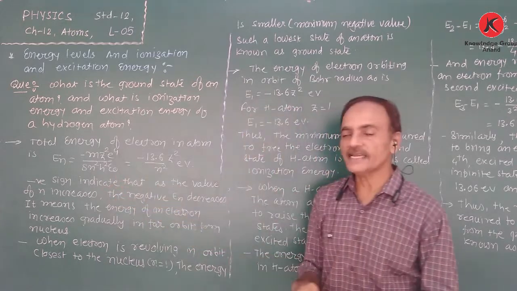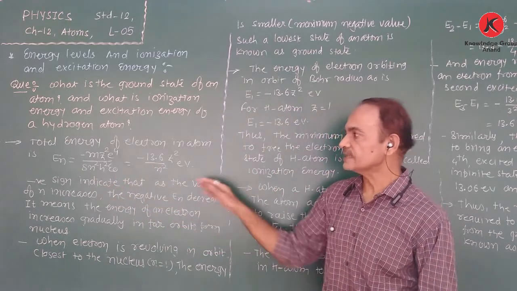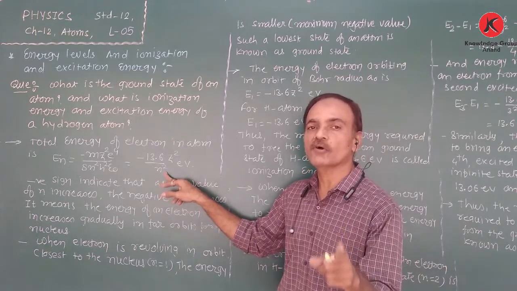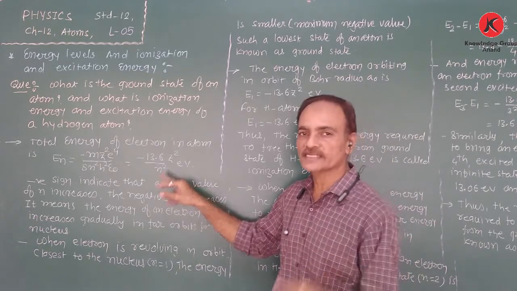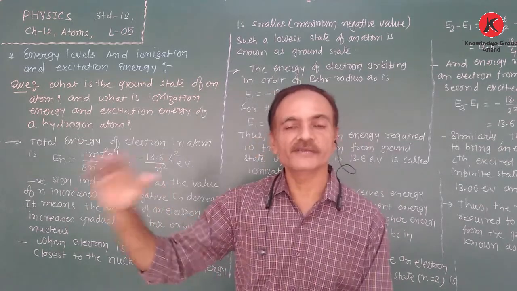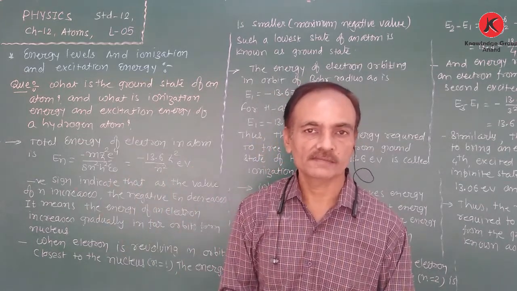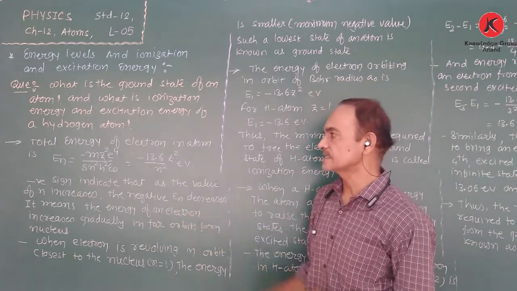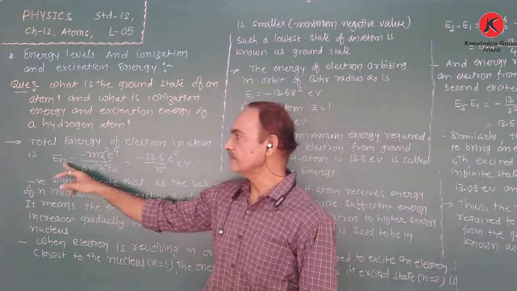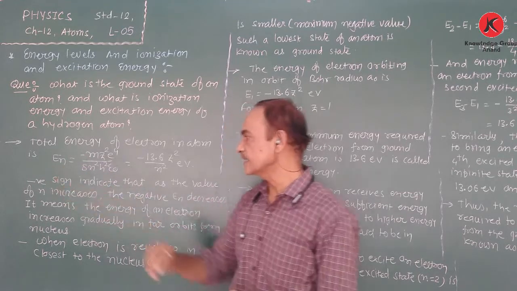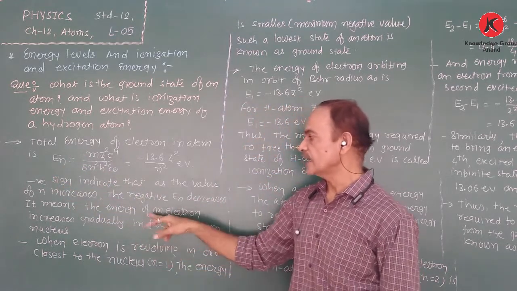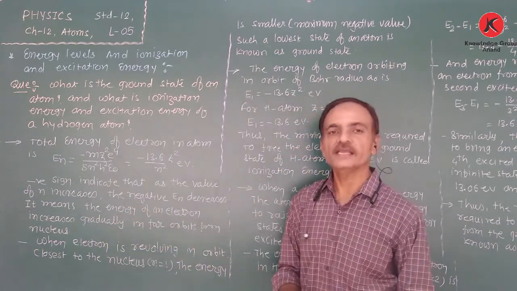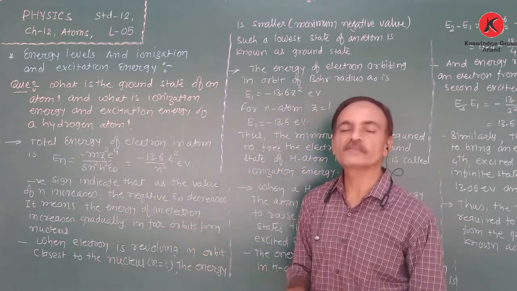Here the negative sign indicates that as the value of n increases, that means the number of the orbit increases, or in other words, as we go away from the nucleus in an atom, the negative value of total energy decreases. It means the energy of an electron increases gradually in orbits farther from the nucleus.